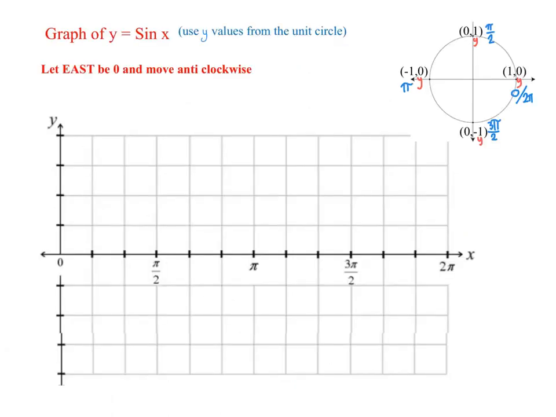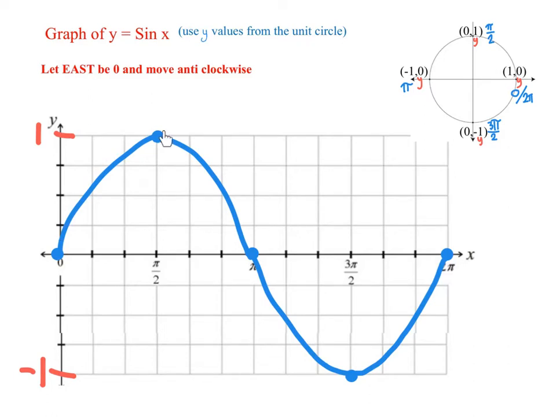So next we label our y-axis. We go up as far as 1 and down as far as -1. Next we plot our points. So we start in the east at 0 and we move anti-clockwise. And we're using our y values for y equals sine of x. So we have 0, 0. We move anti-clockwise and we get to pi over 2 and 1. Move anti-clockwise, we get to pi and 0. Move anti-clockwise, we get to 3 pi over 2 and -1. And we continue anti-clockwise and we get to 2 pi and 0. When we have our points plotted, we join them together with a curve. And again, we have the graph of y equals sine of x.